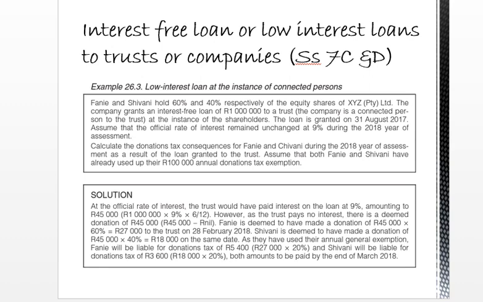And then finally on interest-free loans, the final example: we've got Fani and Shivani, who hold respectively 60% and 40% of the equity shares in XYZ Pty Limited. And then the company grants an interest-free loan of 1 million rand to a trust. The company is a connected person to the trust at the instance of the shareholders.